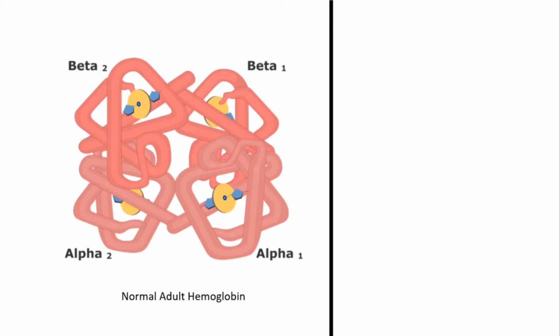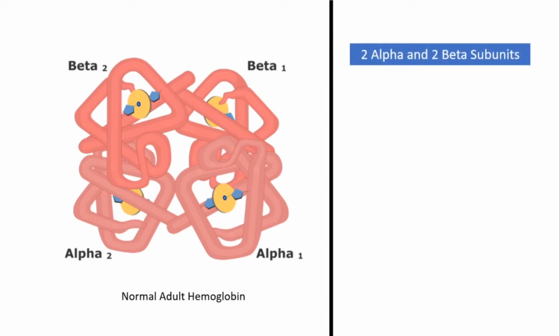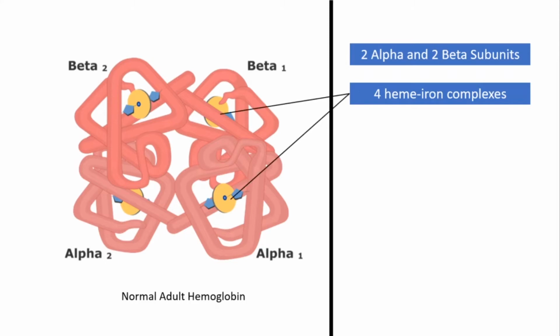So in this picture, we can see that we have a normal adult hemoglobin. It's a polypeptide consisting of 2 alpha and 2 beta subunits. And embedded in these subunits, we have 4 heme iron complexes. These are the blue complexes that we have over here. The function of hemoglobin, as we all know, is to carry oxygen in the blood from the lungs all the way to the tissues.